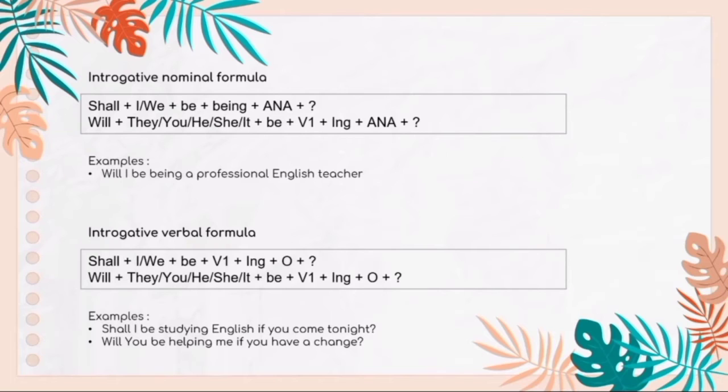Examples: will I pay a professional English teacher? And interrogative verbal formula: shall plus I or we plus be plus verb 1 plus ing plus object. Will plus they, you, he, she, it plus be plus verb 1 plus ing and object. Examples: shall I be studying English if you come tonight? Will you be helping me if you have a chance?